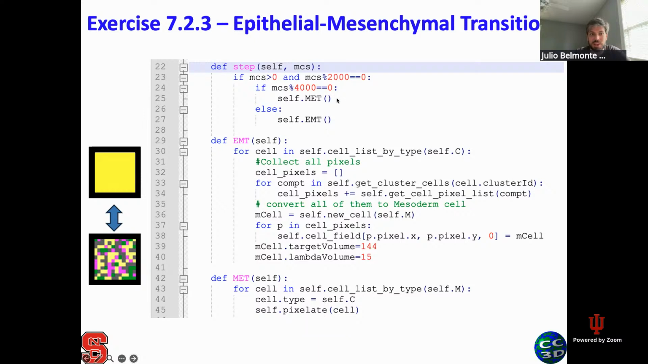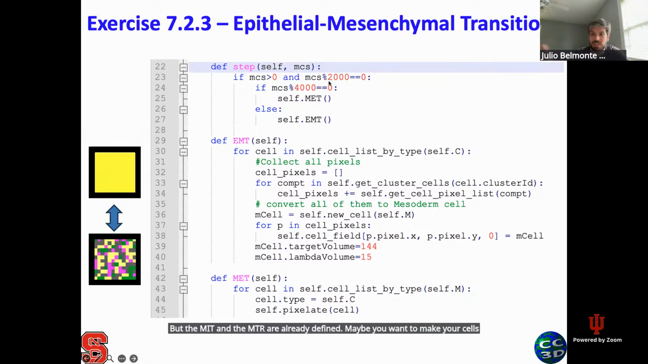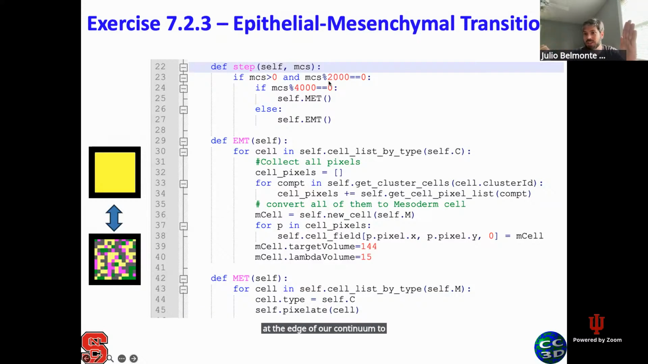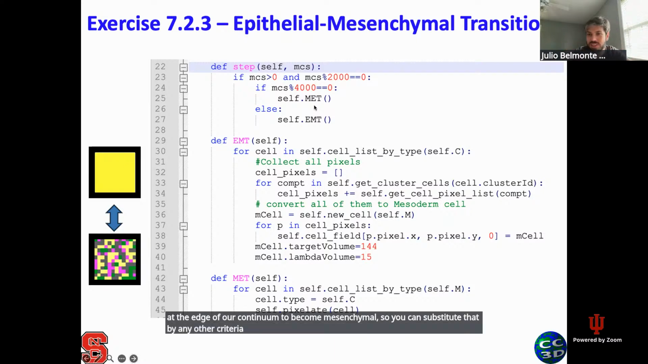But the MET and the EMT are already defined. Maybe you want to make your cells that are at the edge of your epithelium become mesenchymal. So you can substitute that by any other criteria that you want, and then you're going to have a proper model for epithelial to mesenchymal transition.